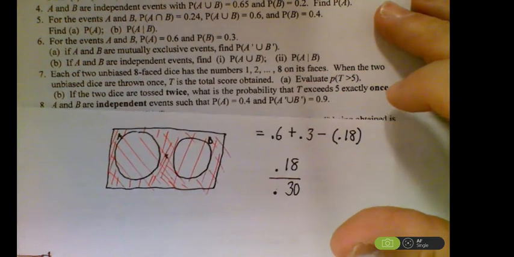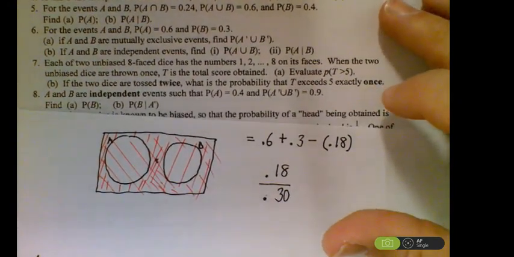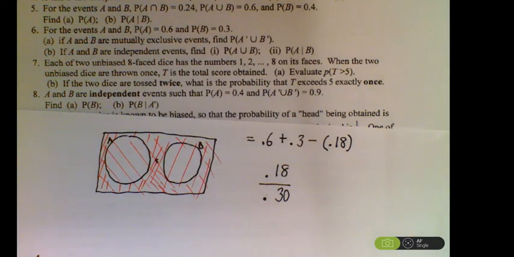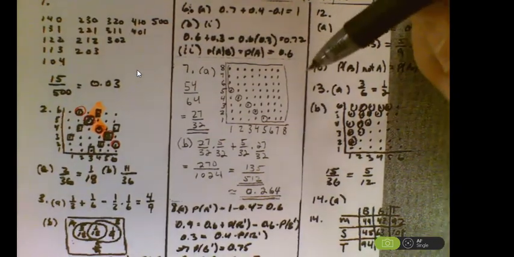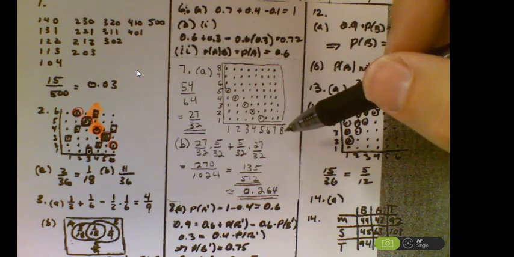Number 7, so now you have two 8-sided dice, numbered 1 through 8. When the two are thrown, T is the total score combined. Again, that's a sum question. So what's the probability that their sum is greater than 5? Really, the best way to do this, I still think, is with a lattice diagram. If you were to draw out an 8x8 grid to represent the two dice that were tossed, here's what it looks like on the worked out solutions. This would be the first die that's tossed. This would be the second die that was tossed.